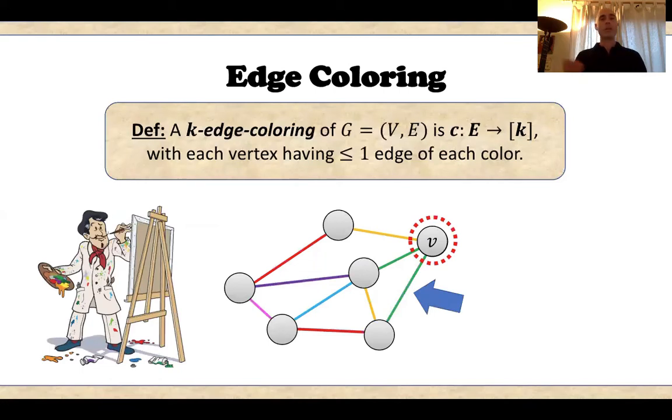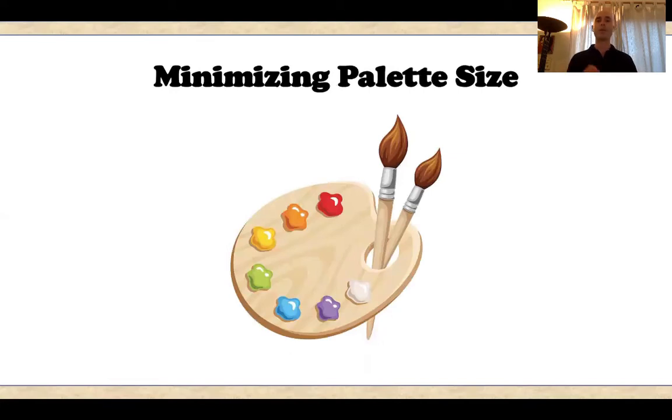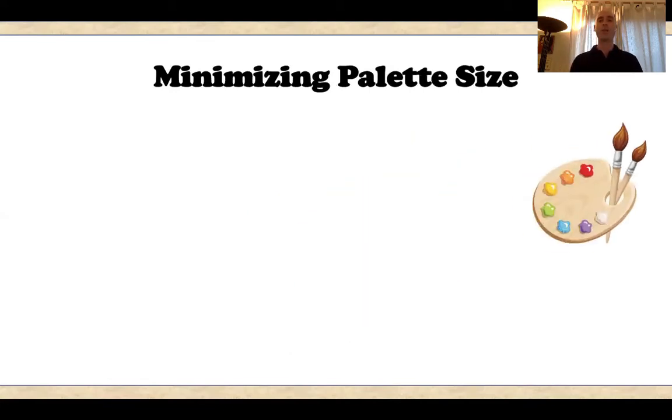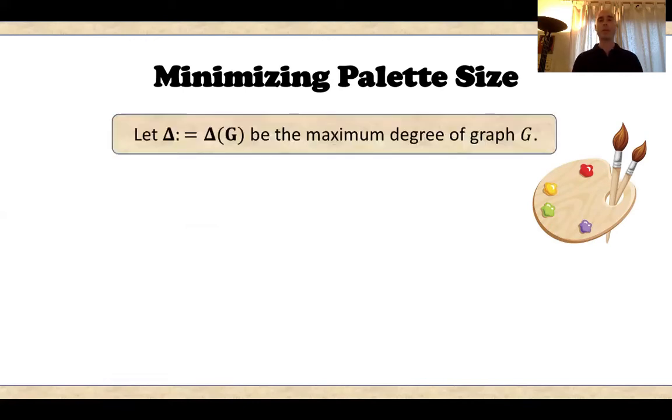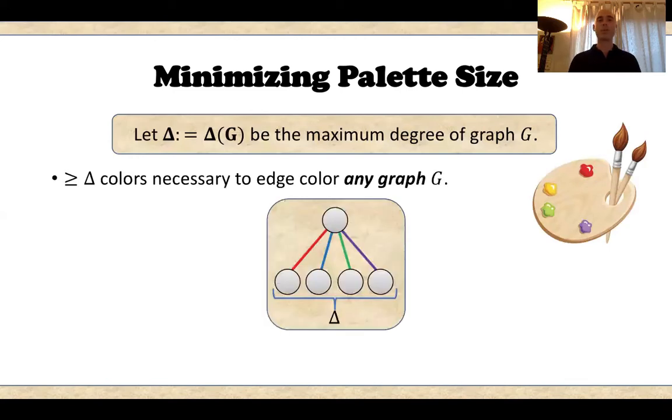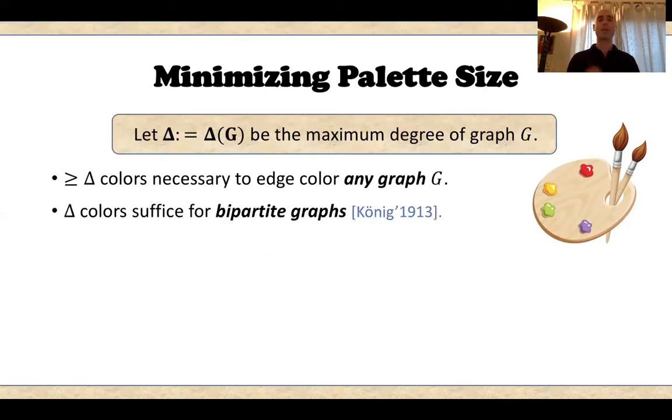All right, so it's trivial to edge color a graph by assigning each edge a distinct color. And so the natural question is, what's the minimum number of colors necessary to color a graph? What's the minimum palette size? And as it turns out, the answer to this question is most tightly related to the following graph parameter, namely the maximum degree, which we'll denote by delta. So a trivial observation is that any graph needs at least delta colors to be edge colored. And as it turns out, for bipartite graphs, this is also sufficient due to Koenig's theorem.